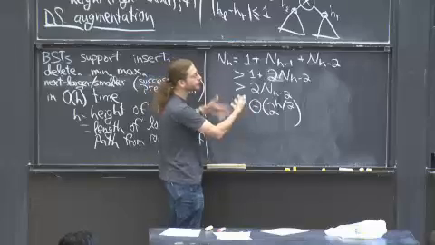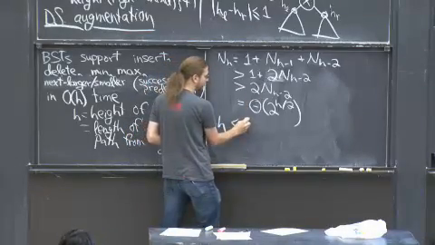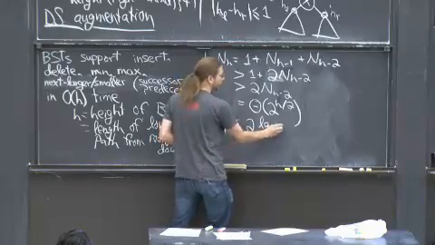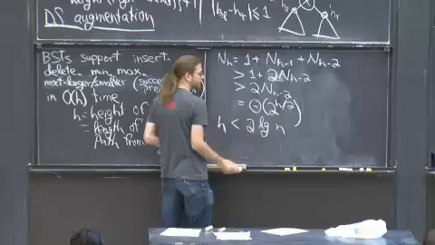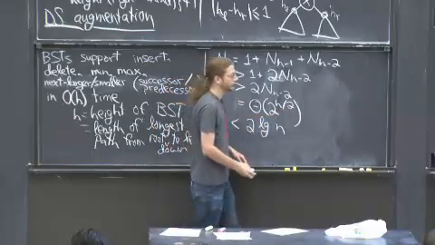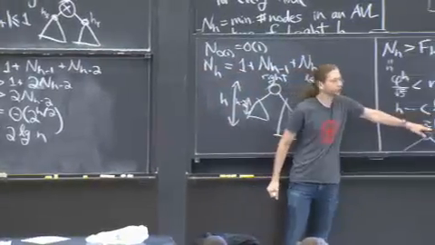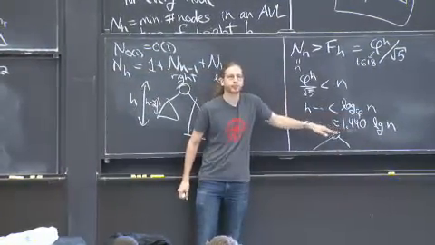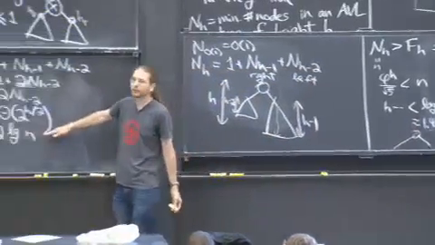OK, so when you invert and do the log, this means that h is also less than 2 log base 2 of n. Factor 2 out here because of that factor 2. You take the log. And so the real answer is 1.44. This is the worst case. But it's really easy to prove that it's at most 2 log n.